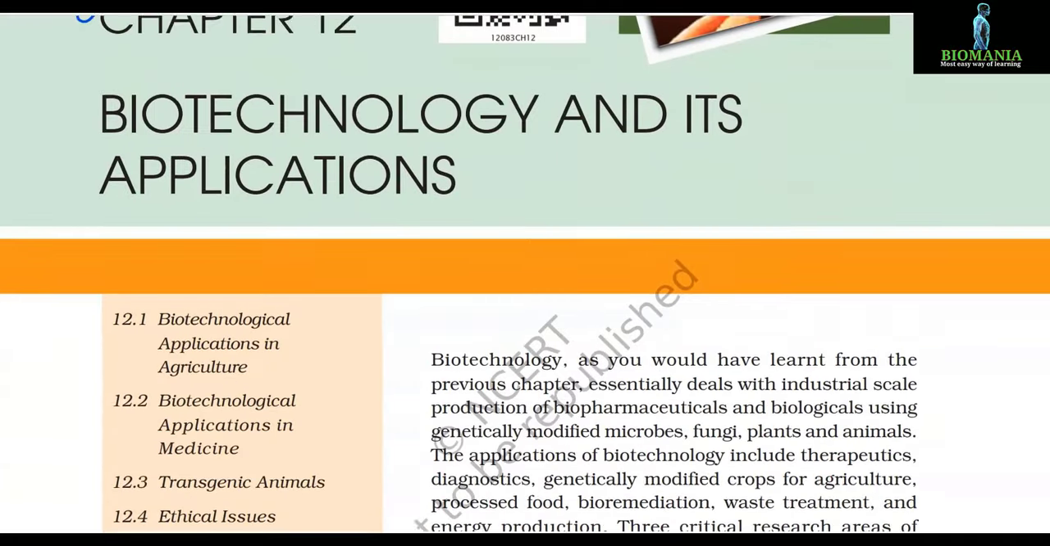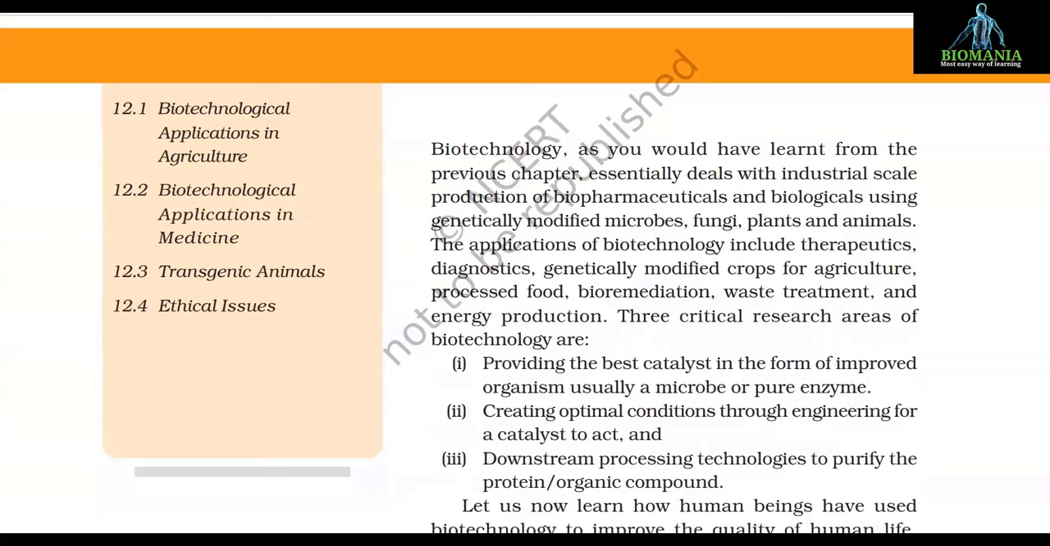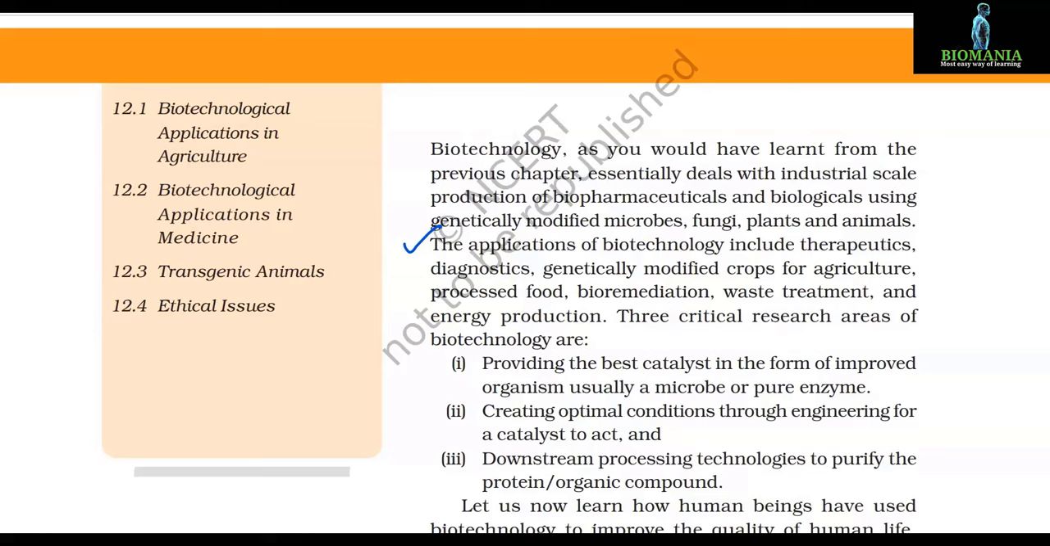Biotechnology and its application. Biotechnology, as you would have learned from the previous chapter, essentially deals with industrial scale production of biopharmaceuticals and biologicals using genetically modified microbes, fungi, plants and animals. The applications of biotechnology include therapeutics, diagnostics, genetically modified crops for agriculture, processed foods, bioremediation, waste treatment and energy production.